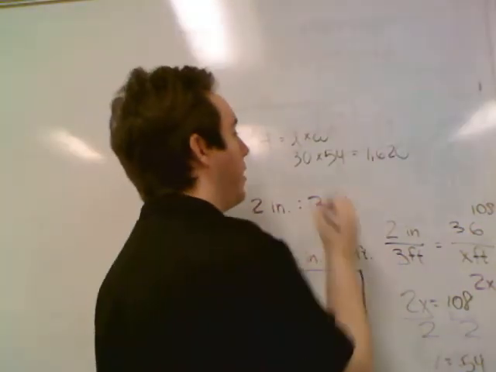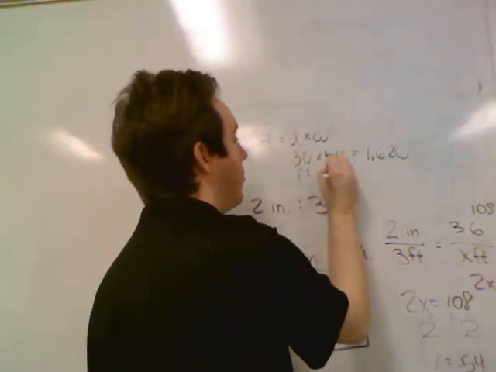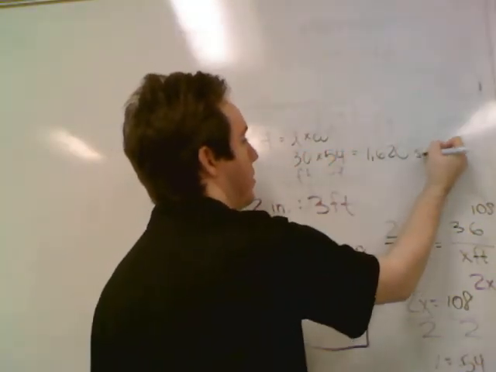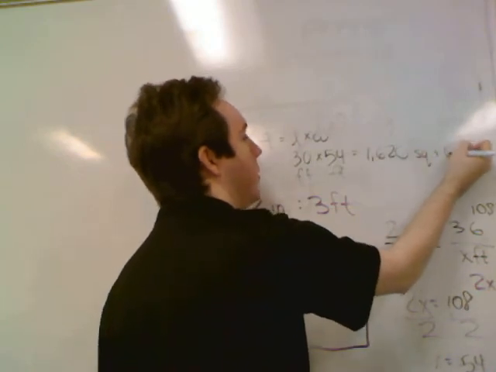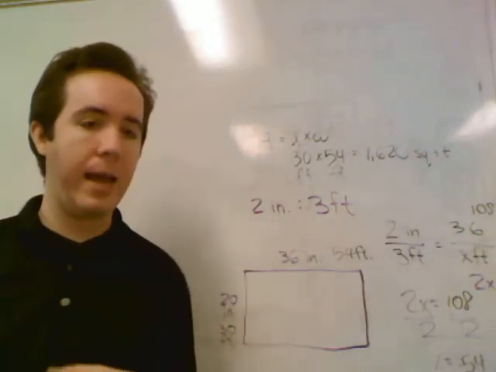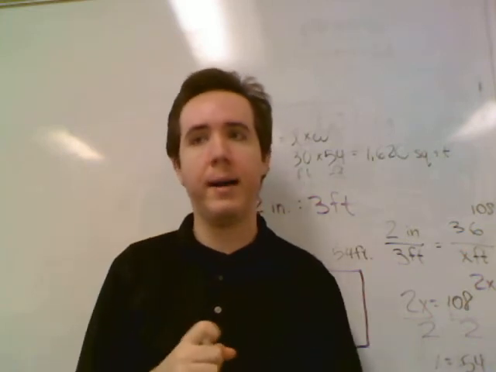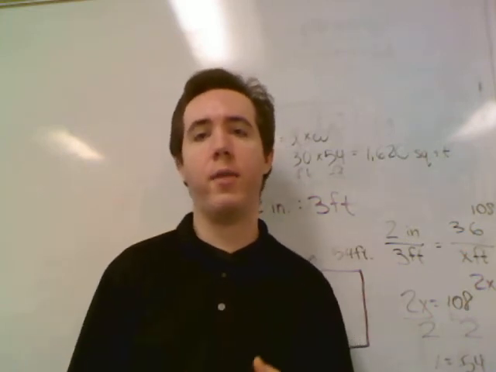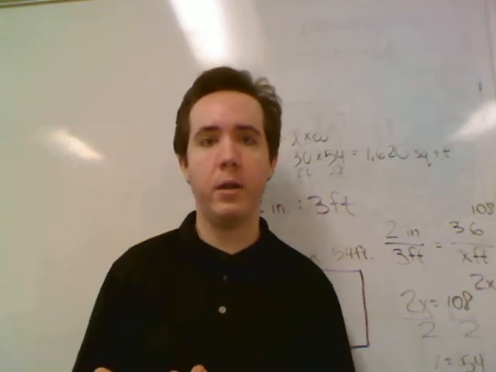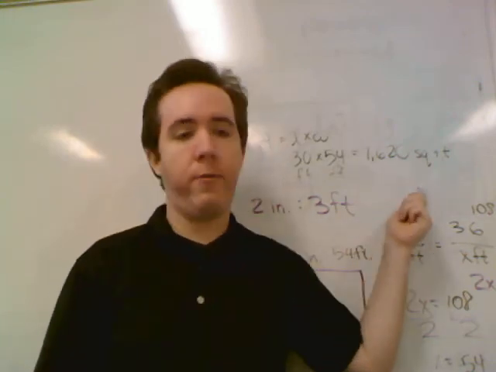So my unit here, feet times feet, that's going to give me square feet. So my area, and area is always represented in terms of square units. So square feet, square miles, square this, square that. That's going to be your area units. And in this case, it's square feet.